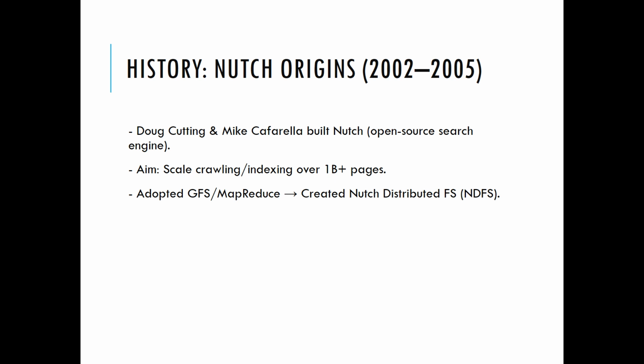Inspired by the GFS and MapReduce papers, Cutting and Caffarella began implementing similar concepts within Nutch. They created the Nutch Distributed File System, NDFS, as their open-source answer to GFS, and they implemented a MapReduce execution engine. This was the crucial incubation period. Nutch proved the concepts could work outside Google and provided the initial open-source codebase for distributed storage and processing.